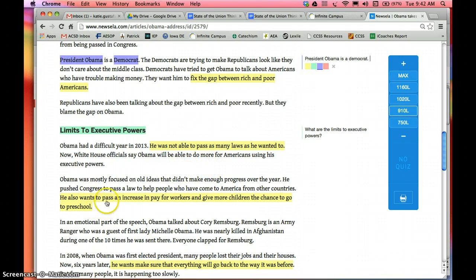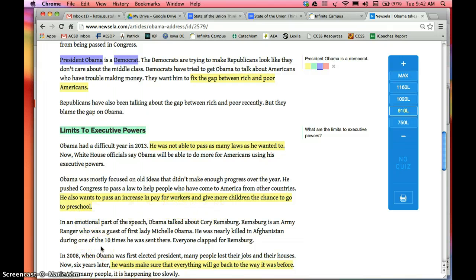Obama was mostly focused on old ideas that didn't make enough progress over the year. He pushed Congress to pass a law to help people who have come to America from other countries. He also wants to pass an increase in pay for workers and give more children the chance to go to preschool. What are the limits to executive powers? I don't think that this talks about what the limits to executive powers are, so I need to keep reading to see if I can answer this question.